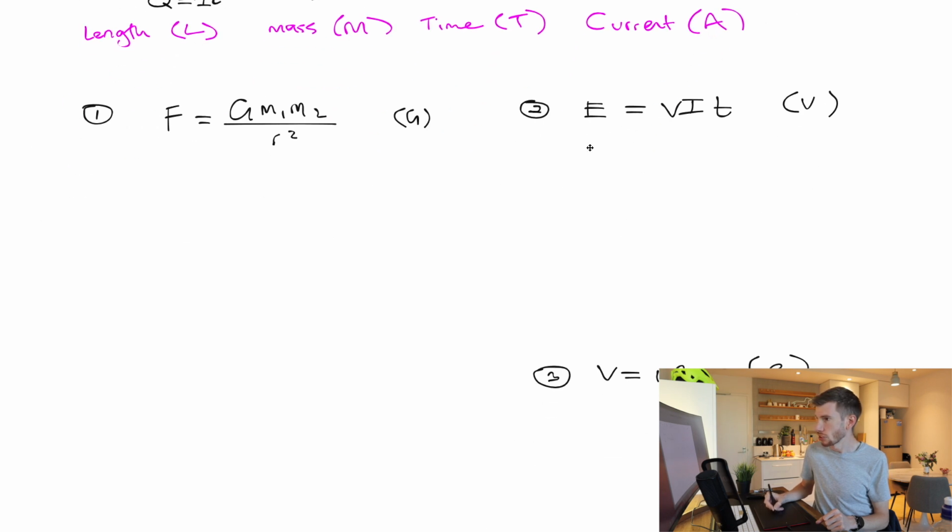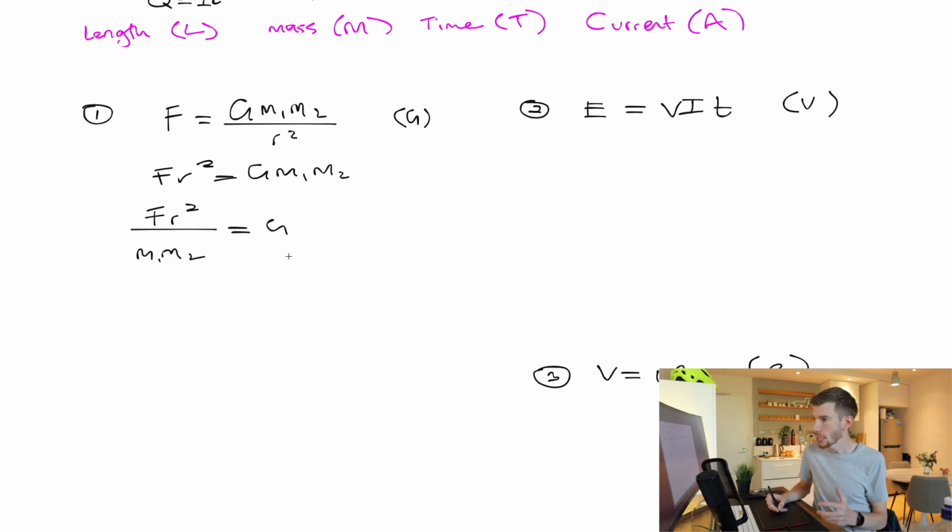So the first thing that we're going to do is try to get G on its own. So we can times the R squared across. I'll do it in bits, but you could also skip steps if you're comfortable with the maths. Then you can divide by M1 and M2 under here. So force times radius squared over mass 1 times mass 2 should be equal to G. From there, we can see we don't have everything down into all of its dimensions. The masses are good to go. Radius here is really just a length, so that could be L, but force is the problem.